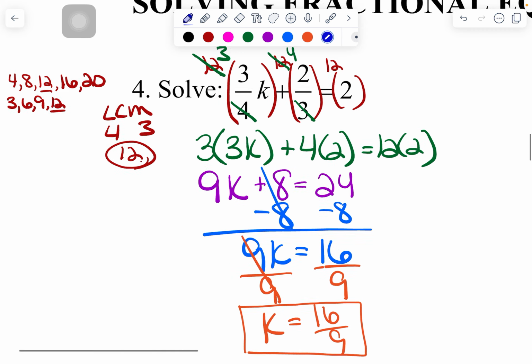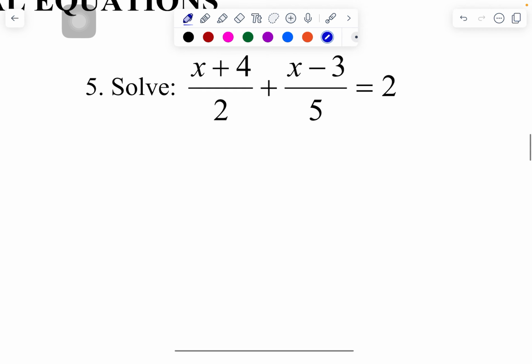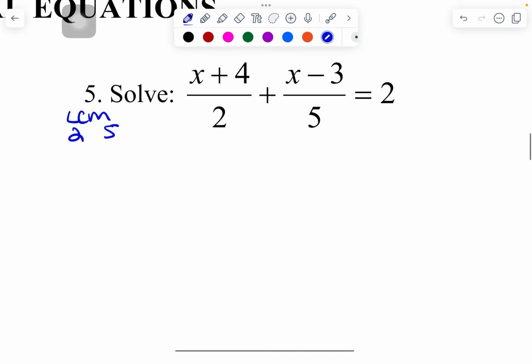Let's slide on over and talk about number 5 here. I'm going to approach it the exact same way. I want the least common multiple for 2 and 5. Again, if you know it, awesome. If you are unsure, something as simple as just listing out the multiples works. So 2, 4, 6, 8, 10, 12, 14, you keep counting. 5, 10, hey, look, I'm just going to stop there because that 10 is in both lists. That becomes the smallest number that they have in common as a multiple.